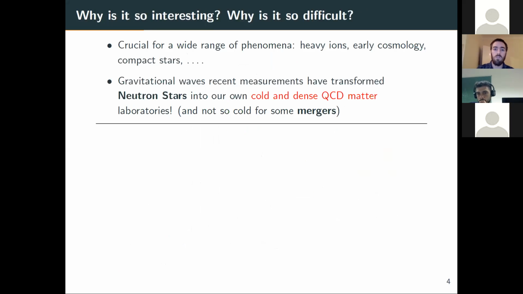So why is it interesting? I really don't have to convince you, I think, why QCD is interesting. Everybody agrees on that. It's important for a wide range of phenomena around us, heavy ions, early cosmology, compact stars, etc. But one thing I wanted to highlight is that the recent gravitational wave measurements have, in some sense, transformed neutron stars into our own cold and dense QCD matter laboratories, even with the temperature of the mergers not so cold. And so it's a nice time to be thinking about cold and dense matter QCD.